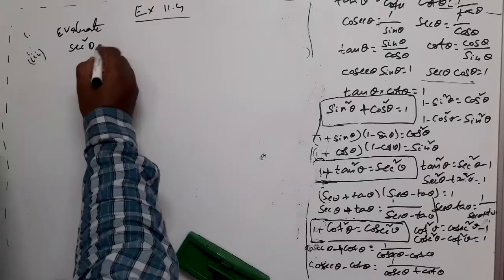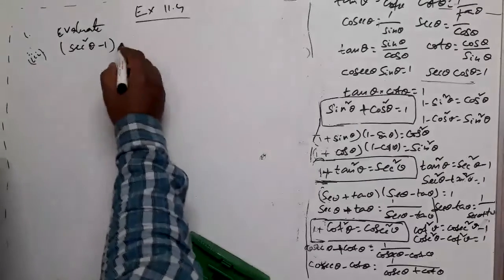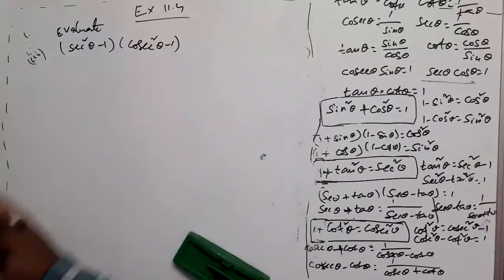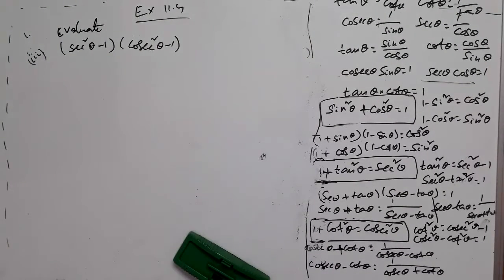Next question is this: secant square theta minus 1 multiplied by cosecant square theta minus 1. Find the value of this. That is the question.